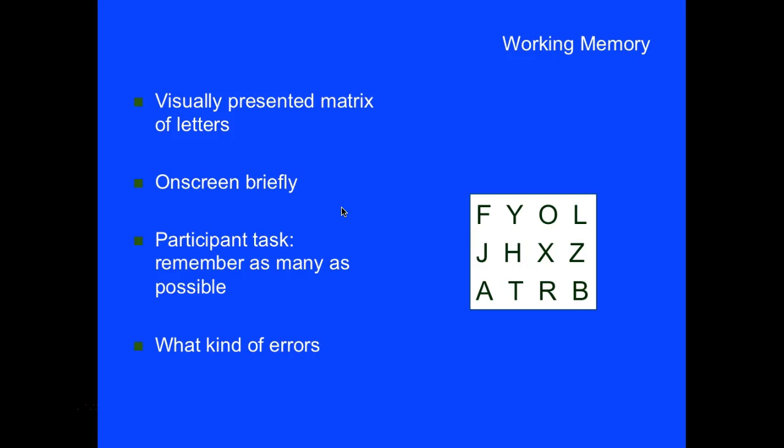Why? Because N has a lot of sound overlap with F. F, N. They both begin with that sort of short E sound. On the other hand, the E is a close look-alike for that F. But people don't make look-alike mistakes. They make sound-alike mistakes.